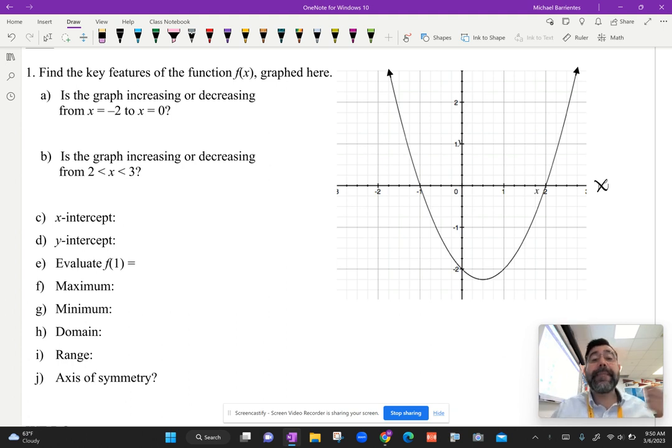Some people call them extrema because that's the plural of extremum. Maxima is the plural of maximum. Minima is the plural of minimum. But I digress. Maximums and minimums are just looking for the highest and lowest point on the graph. Is there a highest or lowest point on the graph?